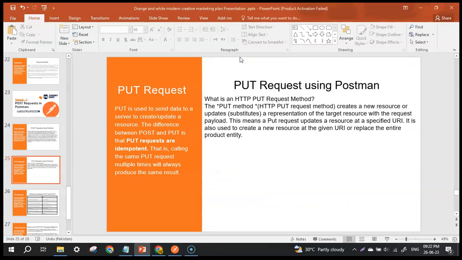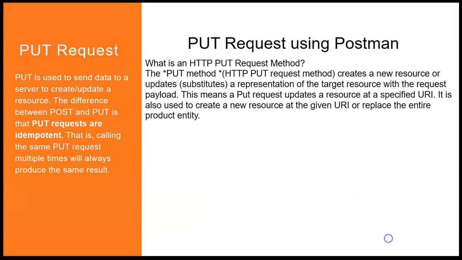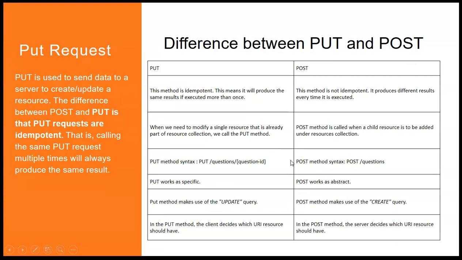So let's see some more differences here. The put method is idempotent. This means it will produce the same result if executed more than once. Post method is not idempotent. It produces different results every time it is executed. Similarly, when we need to modify a single resource that is already part of the resource collection, we call the put method. Post method is called when a child resource is to be added under the resource collection.